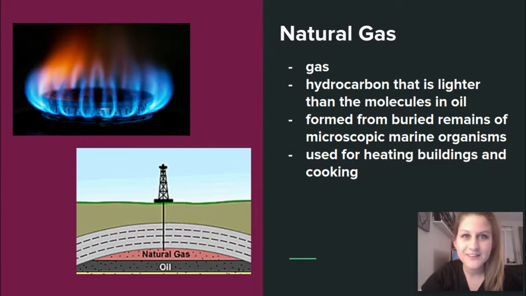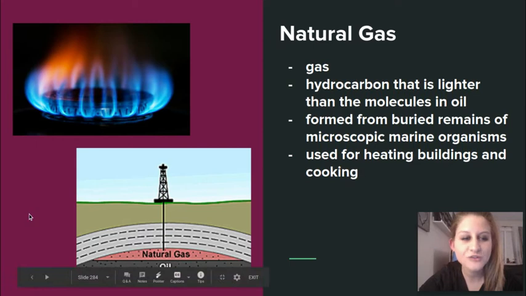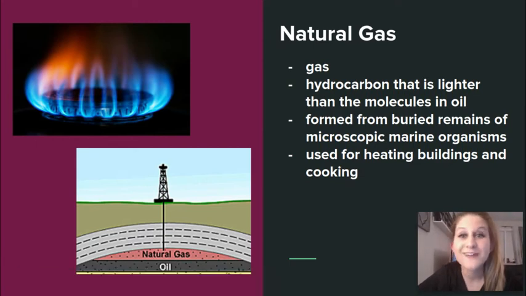And you can see that it's extracted in a similar fashion as well. If you look on the bottom left of your screen, you can see an oil rig, and it's going underneath the Earth's surface to extract that natural gas, which is right on top of the oil. Natural gas is used for heating buildings and cooking.